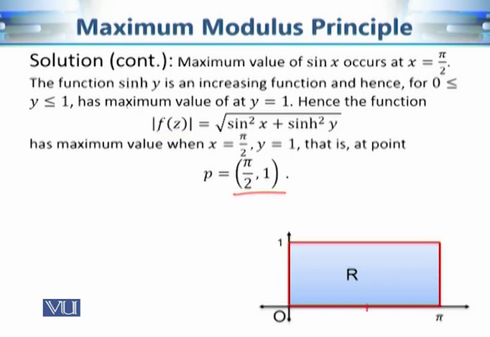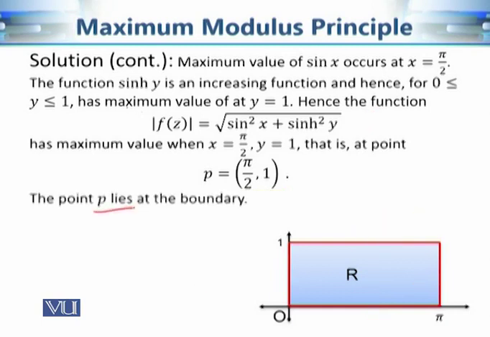So where is pi by 2? Pi by 2 is somewhere over there and 1 is somewhere over here. So we can say that this is the point pi by 2, 1 where the maximum value of this function exists, and it of course fits with the maximum modulus principle, which says that the maximum value can only exist, first of all it exists, and secondly it only exists at the boundary, and this pi by 2, 1 is a point at the boundary of this blue shaded region.